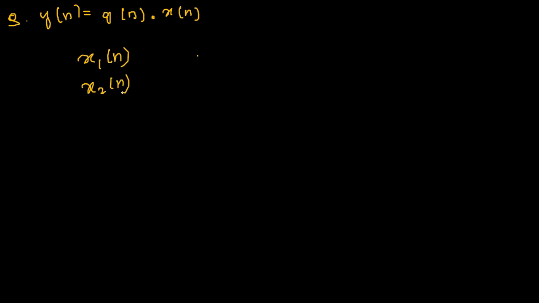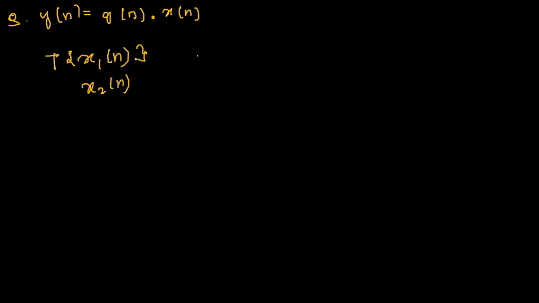So this is about linearity. Let's see another question. So let's say you have y of n is equal to g of n into x of n. So the output is a product of two functions. So again, I'll take the input signals to be x1 of n and x2 of n.